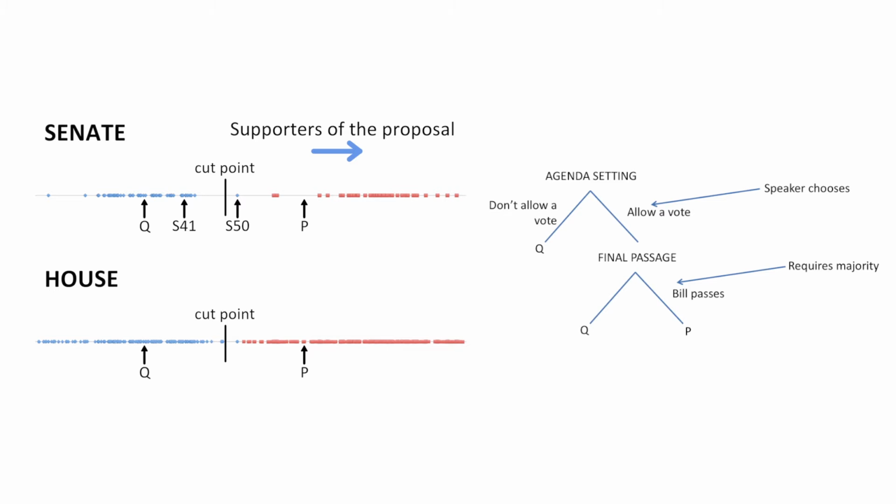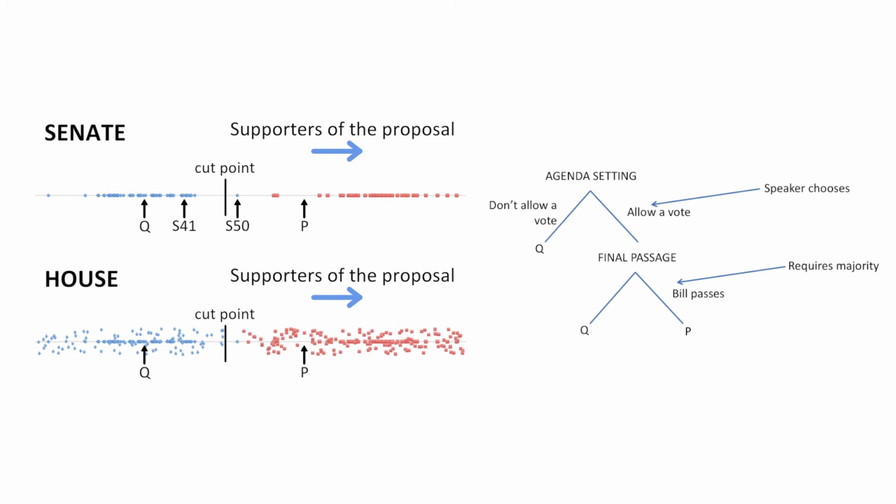And as before, politicians on this side of the cut line will vote for the bill. The only difference in the line is that instead of 100 senators, we now have 435 congressmen. We want to know if the bill passes. So instead of getting a majority of the 100 senators, we need to get 218 congressmen.